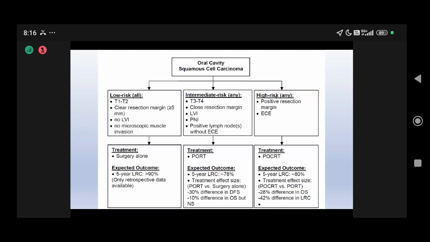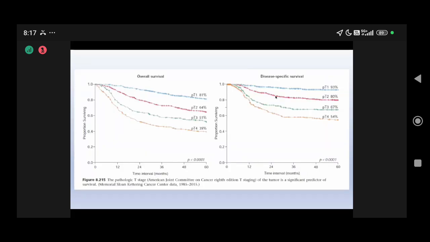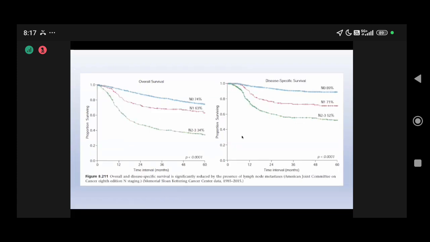And that will require different modality and different intensity of the treatment, and they will have different disease-free and overall survival patterns. Obviously, the T stage will have great impact on the overall survival and disease-specific survival from T1 to T4, dropping down from 81% to 39% OS and 93% to 54% in disease-specific survival. Similar is true about the nodal status also, with worse OS and DFS as the nodal stage is increasing.